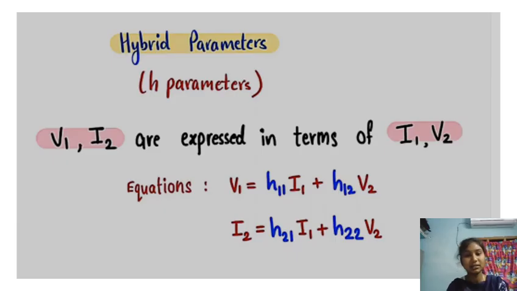As I said, there are four types of parameters, and my topic is H parameters. Let's see H parameters. They are also called hybrid parameters. Here V1 and I2 are expressed in terms of I1 and V2. Let us see the general equations. V1 is equal to H11 I1 plus H12 V2, and I2 is equal to H21 I1 plus H22 V2.